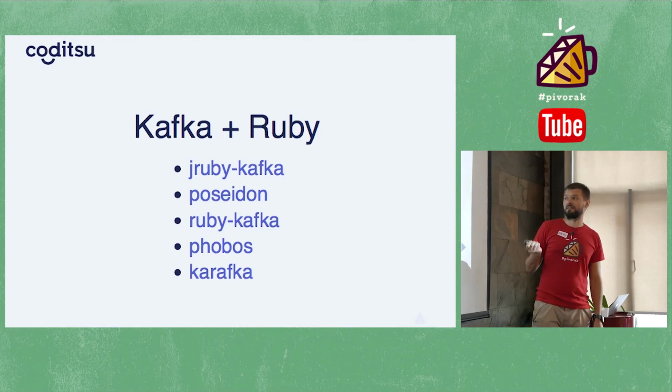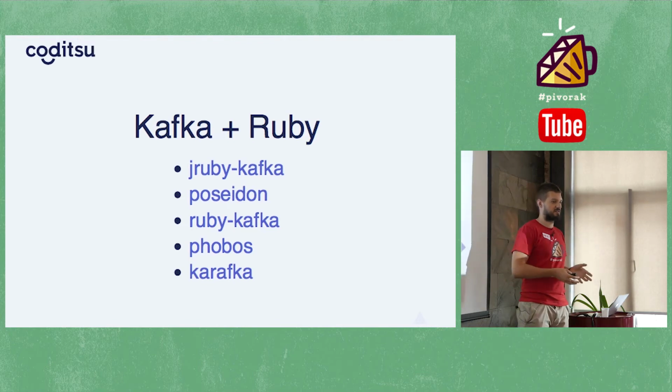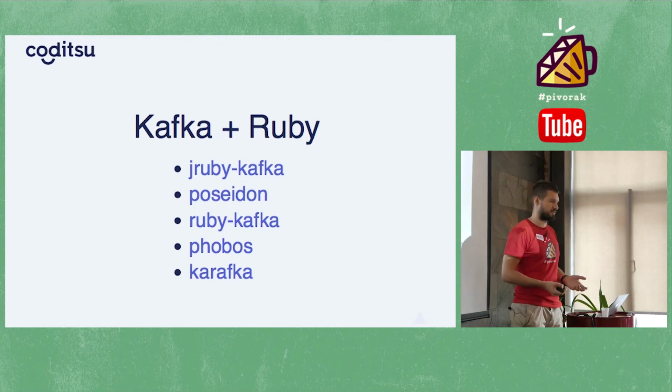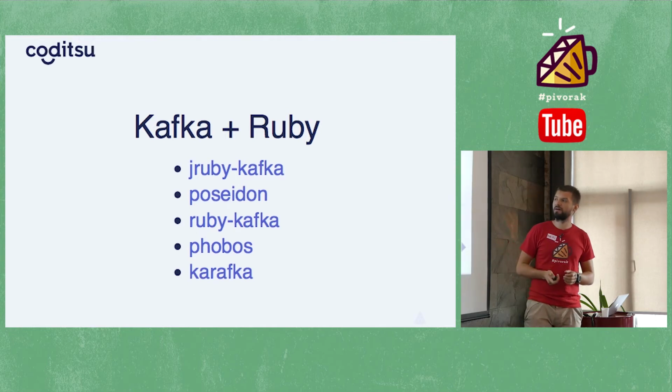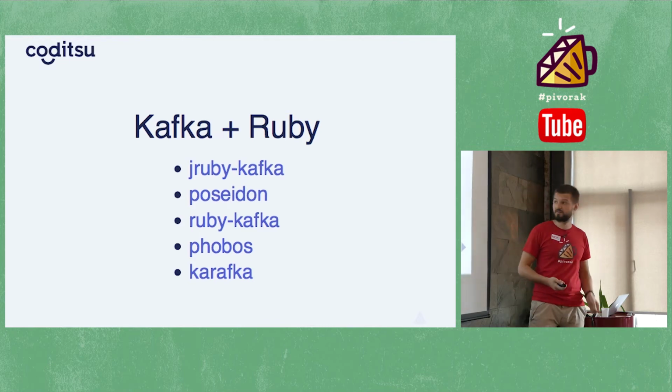But luckily, Zendesk decided that they have a lot of Ruby code. They want to use it with Kafka. No one is doing it, so they will put money into it. And they put a lot of money. And luckily, it's always good to have a company to back you up when you do open source.